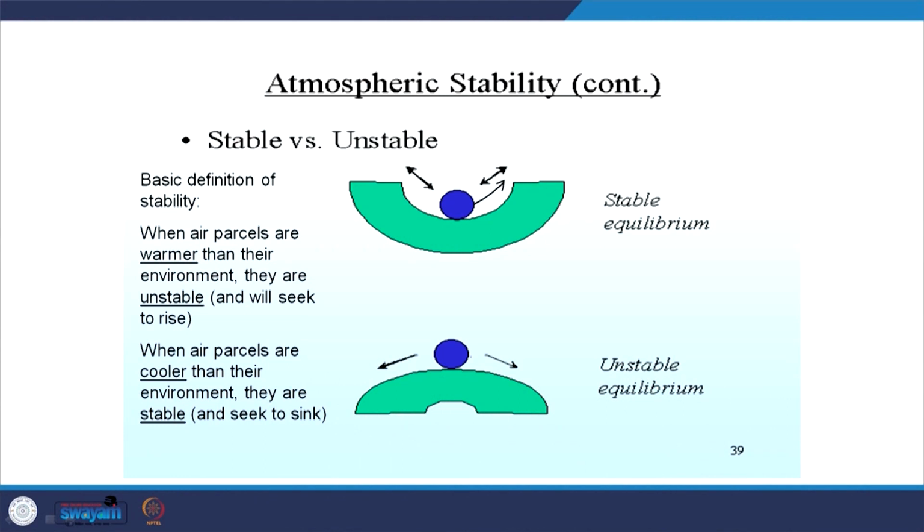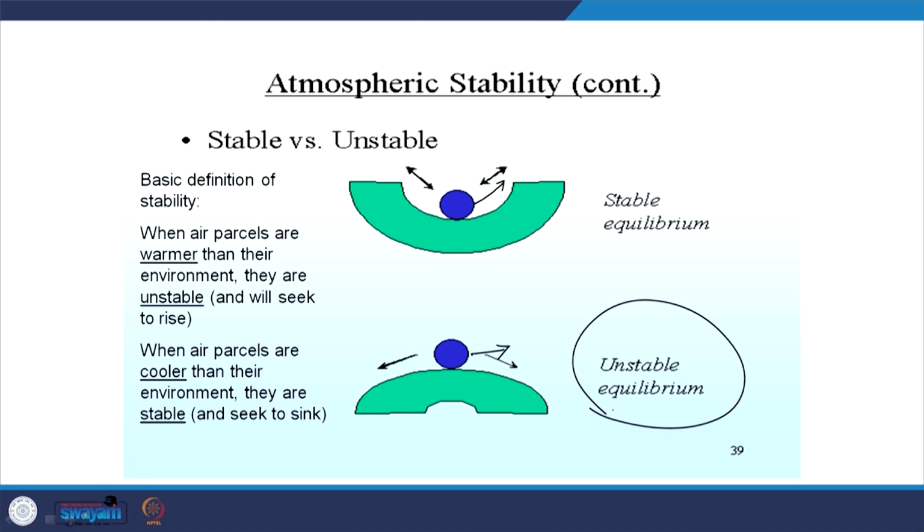This kind of configuration is called the stable equilibrium, right. Now, in this configuration, generally when you displace it away from its equilibrium position, what happens? The ball will never return to its equilibrium position. This kind of situation is called an unstable equilibrium.